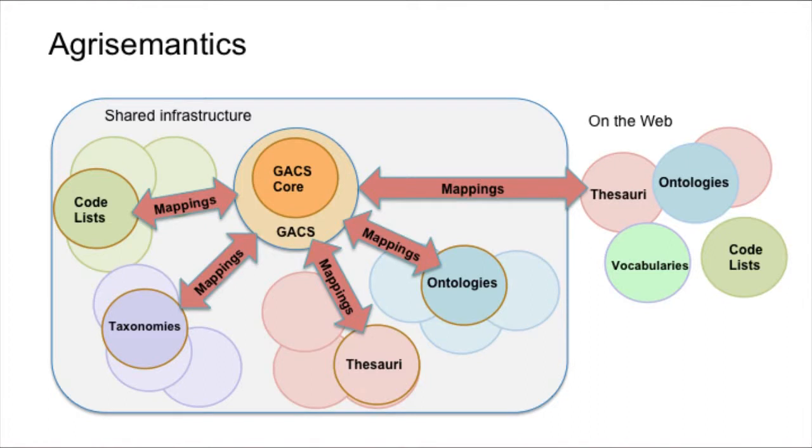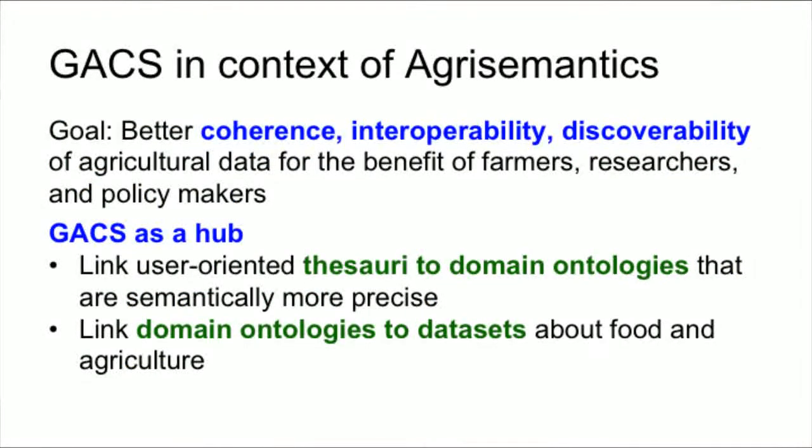So GACS to Agrisemantics: map to code lists, map to taxonomies, map to other thesauri, and some of these vocabularies would be located in the context of a shared infrastructure for Agrisemantics, and some of them would simply be on the web. So, GACS in the context of Agrisemantics. The goal is better coherence, interoperability, and discoverability of agricultural data for the benefit of farmers, researchers, and policymakers.